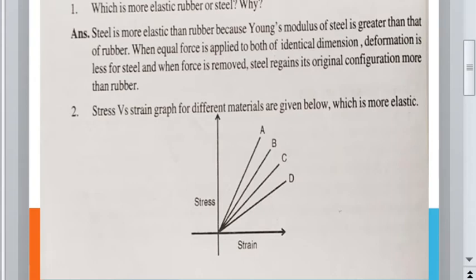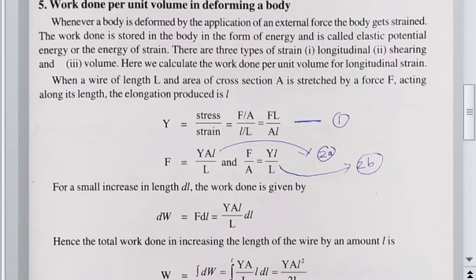Then I am moving to the next section, which is work done per unit volume in deforming a body. We know that when we apply any kind of external force on a body, it gets strained or elongated. So we have to find out the work done on the body. The work done is stored in the form of energy, that is elastic potential energy. This elastic potential energy is also known as energy of strain.